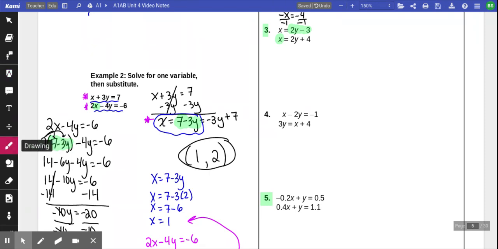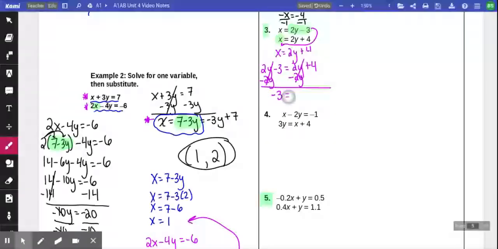So if I take the second one, we know x is equal to 2y plus 4, and the first piece tells us that x itself is 2y minus 3, we can say 2y minus 3 is equal to 2y plus 4. I'm going to start by getting the variables on one side, so I'm going to subtract 2y from both sides, and you're going to notice that something happens. Both the terms of 2y cancel, and you're left with negative 3 is equal to 4.